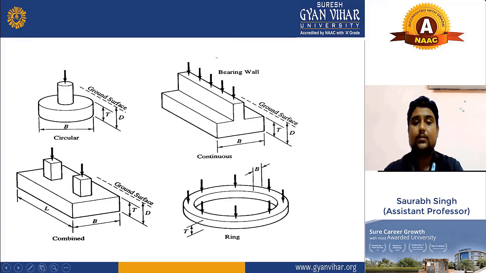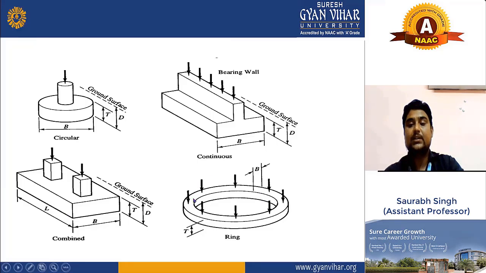Now there is also one more picture. You can see this is your circular footing, and this is your continuous footing. And this is your combined footing. And combined footing, generally what we do, we make a one slab. As you can see here, this is your slab. And then we make a column on it. As you can see, there are two columns and it is combined together with this rectangular member. That's why it is called combined footing.